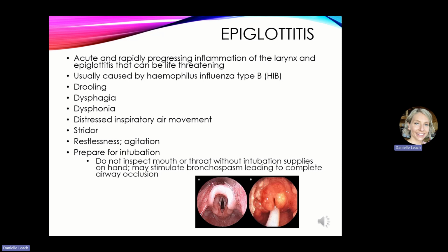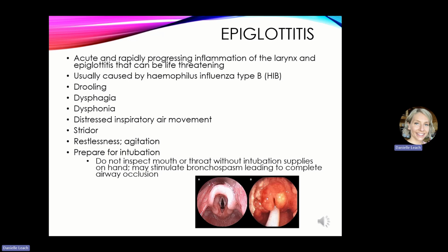Another thing we need to know is that we would want to assess them. But once we know these symptoms, we actually don't want to inspect their mouth or their throat unless we have the ability ourselves to intubate them, which usually as an RN you do not do. So we don't want to have them open their mouth, look in there with a pen light, or use a tongue depressor without intubation supplies literally ready to go.